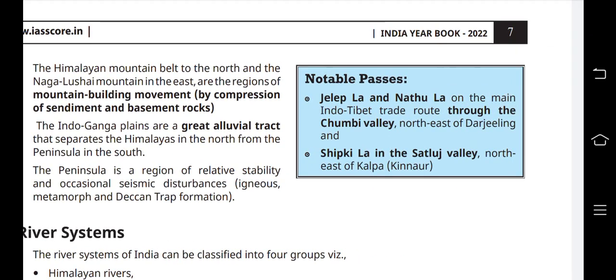Notable passes: Jelep La and Nathu La on the main Indo-Tibet trade route through the Chumbi Valley, northeast of Darjeeling, and Shipki La in the Satluj Valley, northeast of Kalpa, that is Kinnaur.